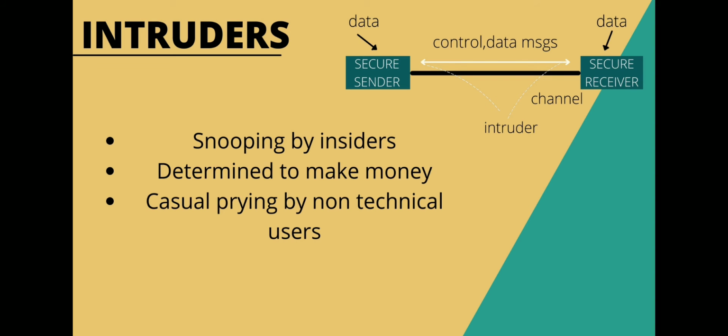As the diagram shows, intruders are third parties who disturb the transmission of data between sender and receiver, or between any close connections. There are different types of intruders: snooping by insiders determined to make money, casual prying by non-technical users, and commercial or military espionage.